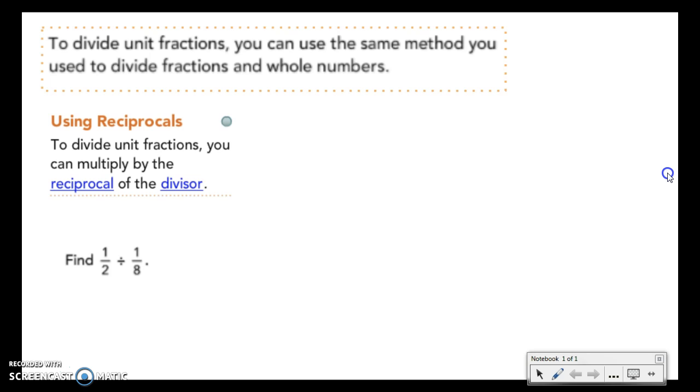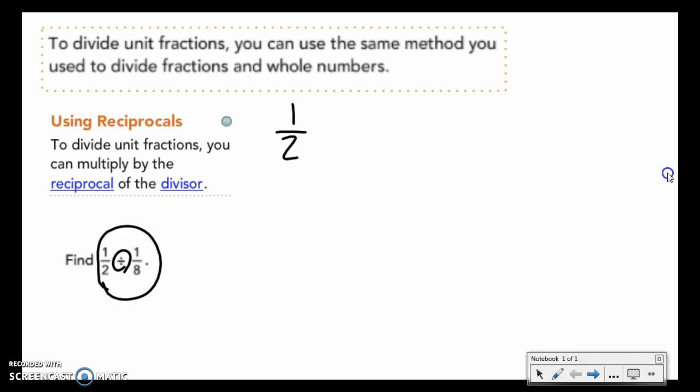Alright, so find 1/2 divided by 1/8. For this one, we're going to use the reciprocal method, which is the keep, change, flip method. You're going to start with your first fraction. The 1/2 is going to stay the same. It will not change. Always leave the first fraction as is. So you have 1/2.